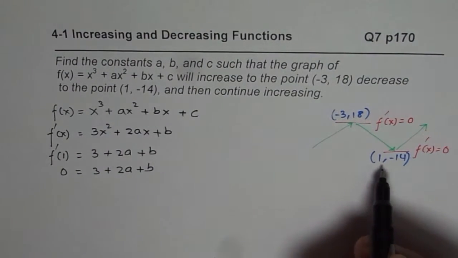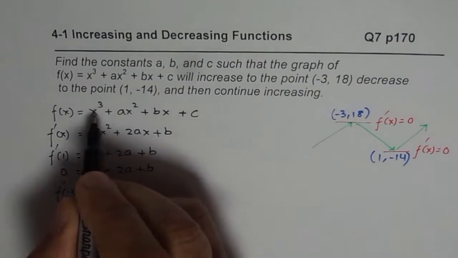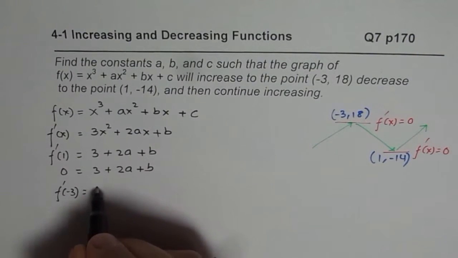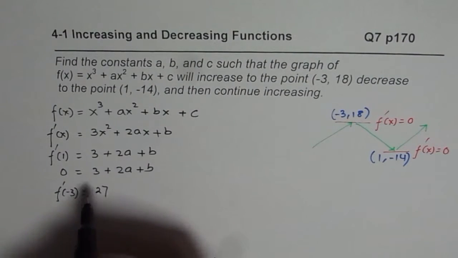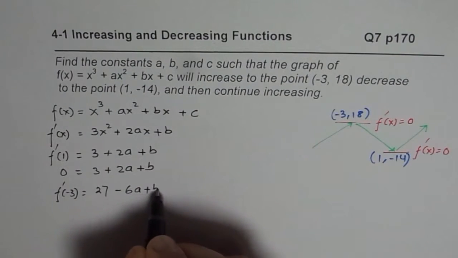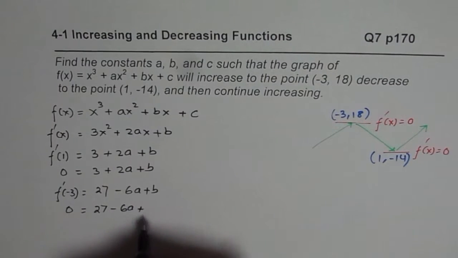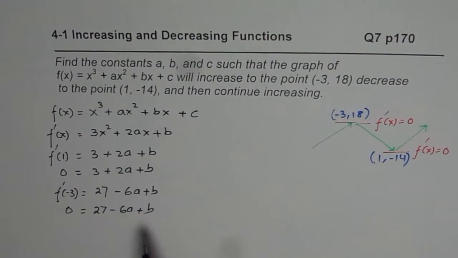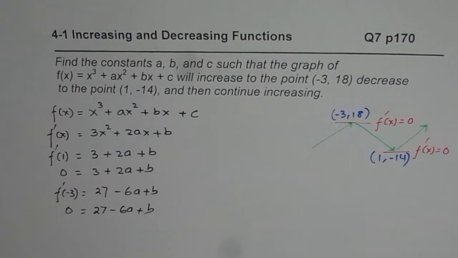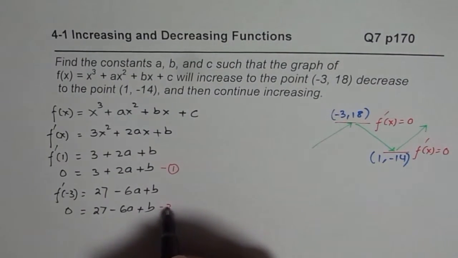Now the other derivative, which is 0, is f'(-3), right? If I substitute -3 in my derivative, (-3) squared is 9, 9 times 3 is 27. I'm just combining all these calculations. -3 times 2a is -6a, so we get -6a plus b, and that should also be 0. So we have 0 equals 27 minus 6a plus b, right? That gives us 2 equations with 2 variables, and we can always solve for those 2 variables using these equations. Let me call this equation 1 and this equation 2.